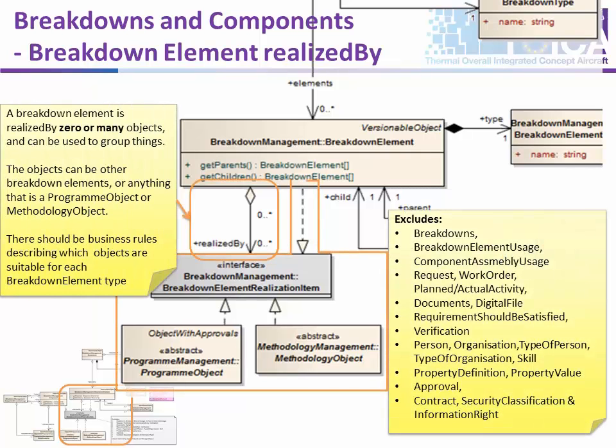Breakdown elements can be realized by zero or many things, and this can be used to group the objects. The object model does not impose any rules on what these types should be for the different breakdown elements. It is expected that this will be imposed as business rules for the use of the objects. Most things can be realizations of breakdown elements, and this list shows some things that are excluded from that list.